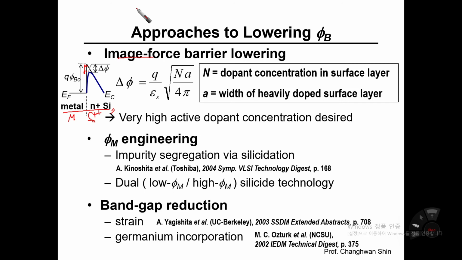so the researchers have studied how much Schottky barrier lowering can happen because of this image force, and it turned out that the delta phi, the energy barrier height lowering, can be described with this equation. It is associated with the doping concentration in the surface area, and A indicates the width of the heavily doped surface area, the depletion width as we outlined.